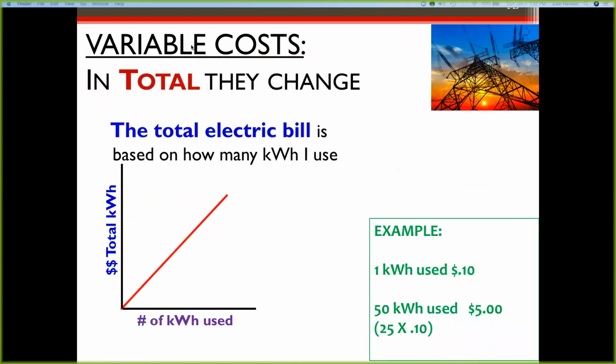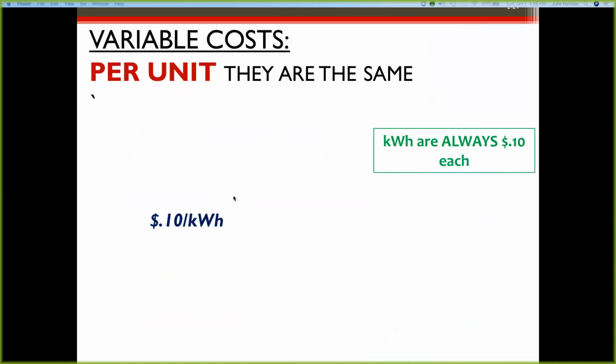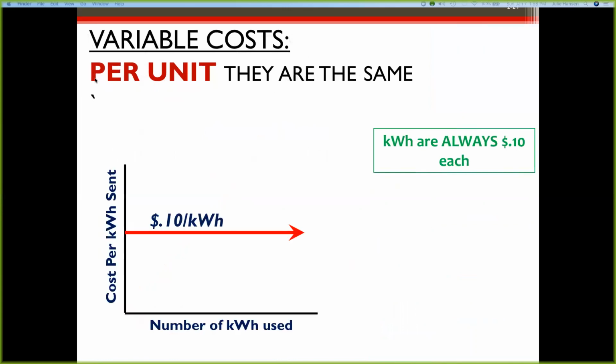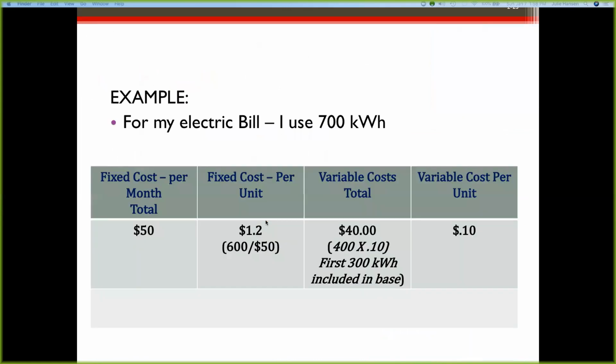All right, so let's look at the variable cost. In total, the variable cost will obviously change. If I use 1 kilowatt hour beyond my base, it's going to cost me 10 cents. If I use 50 kilowatt hours beyond my base, it's going to cost me $5. So however many kilowatts I use, the total variable cost will go up. Remember, that's the opposite of what happened with my fixed costs, where the total stayed the same. However, the variable cost per unit will stay the same. It's always 10 cents per kilowatt hour. I hope that is clear as mud.